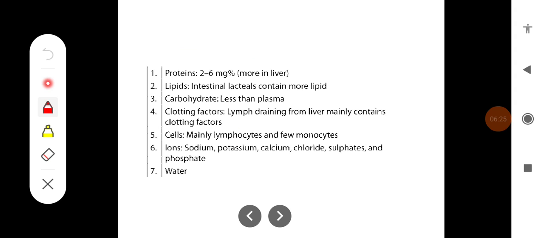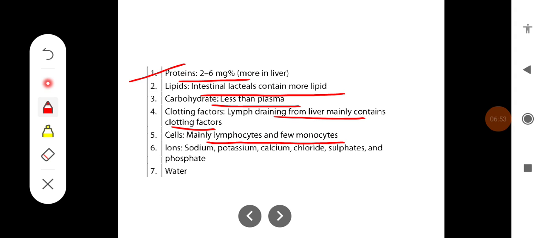So these are the constituents of the lymph. The proteins are around 2 to 6 grams, and the lipids: intestinal lacteals contain more lipid. Carbohydrate content is less than the plasma. It contains many clotting factors because it drains from the liver. Cells are mainly lymphocytes and a few monocytes. It is rich in sodium, potassium, calcium, chloride, sulfates, and phosphate, and it is mainly made up of water.